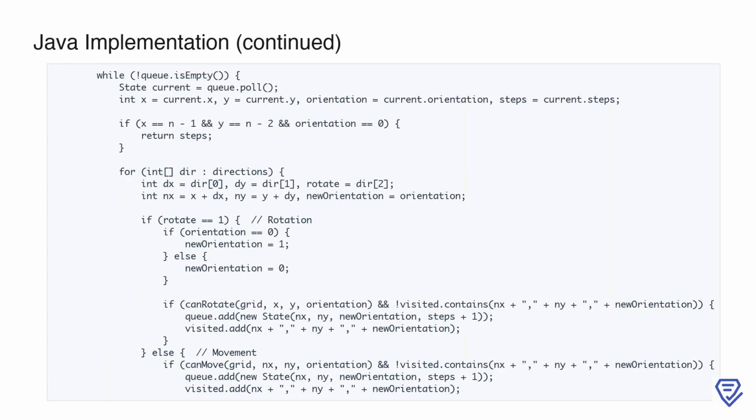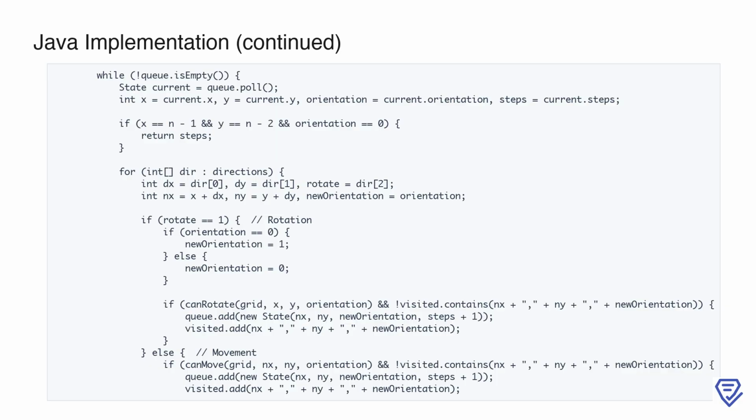While the queue is not empty, we pull the current state and extract its position, orientation, and step count. We then check if the current state satisfies the goal condition, meaning the snake's head is at the bottom right corner, horizontally aligned. If so, we return the number of steps taken. If not, we iterate through each possible direction.